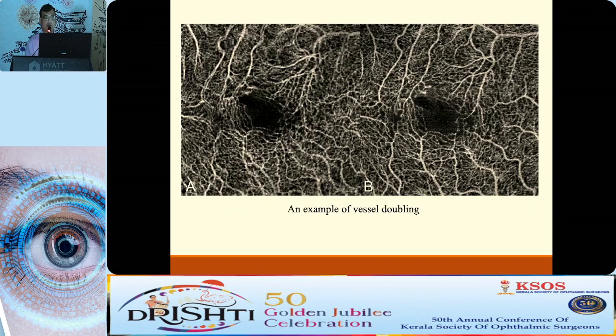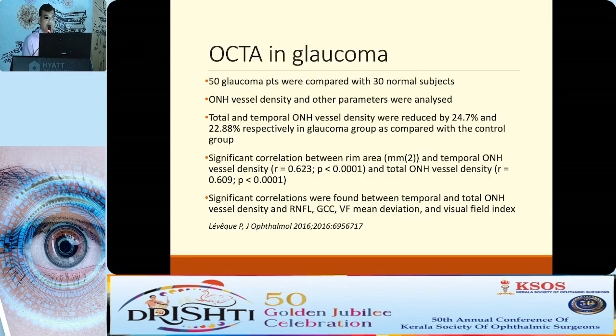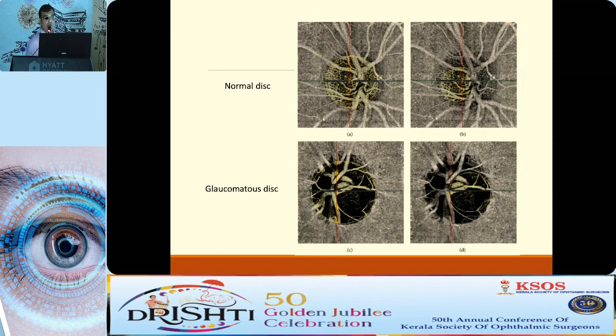This is a vessel doubling artifact. Segmentation artifacts are common when there is collapse, mostly in MacTel. So through a single slab, through a single level, if you divide the slab, it's difficult to differentiate from which level of the retina the signal is coming. To wind up, OCTA can be used in glaucoma also. You can see differences. Thank you.